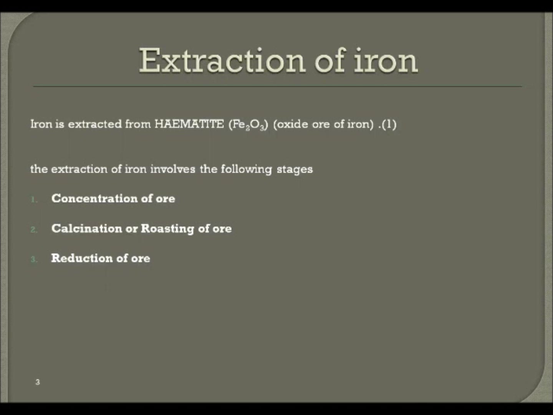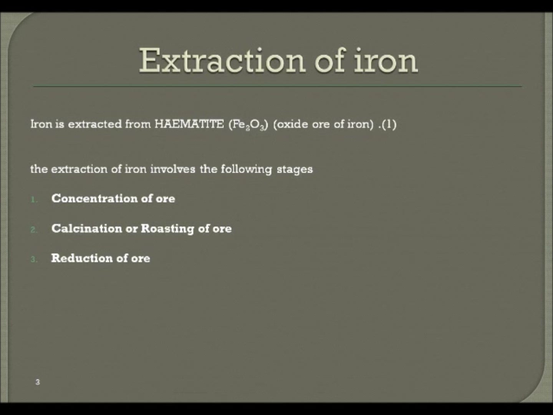The second step is calcination or roasting of ore. The concentrated ore is now heated in the presence of air. The process of roasting is done to remove moisture, CO2, and impurities of silver and arsenic. Ferrous oxide is also oxidized to ferric oxide.